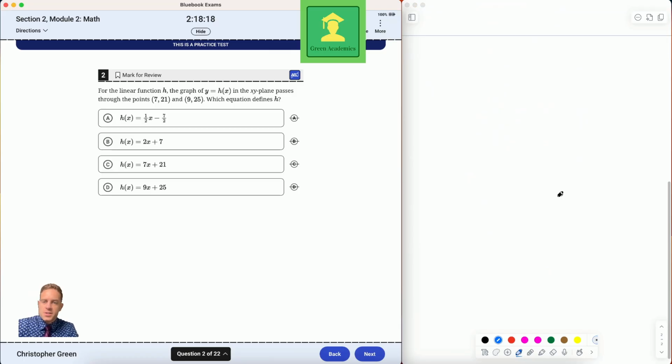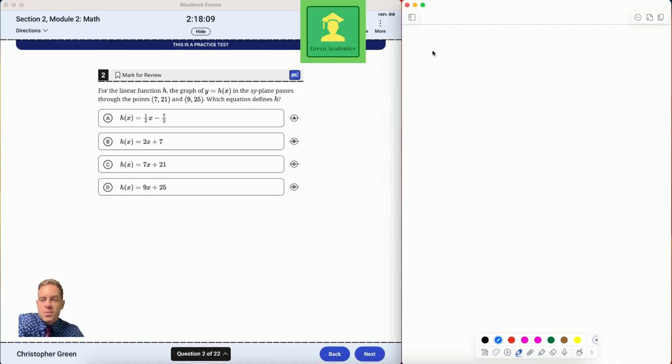For the linear function h, the graph of y equals h of x in the xy plane passes through the points (7, 21) and (9, 25). Which equation defines h? So if you go through any 2 points, you can find the equation of that line. So m, which is the slope, is the difference in the y's over the difference in the x's, which here would be 21 minus 25 over 7 minus 9, which is negative 4 over negative 2, which is 2.